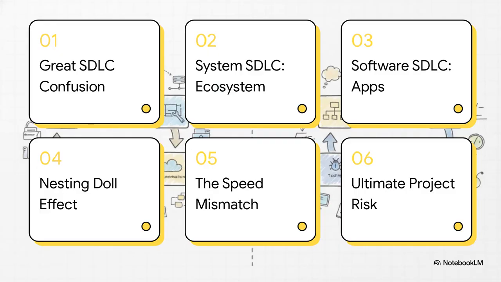We'll start with 1. The Great SDLC Confusion. 2. System SDLC, the macro ecosystem. 3. Software SDLC, micro applications. 4. The nesting doll effect. 5. Navigating the speed mismatch. And finally, 6. The ultimate project risk.